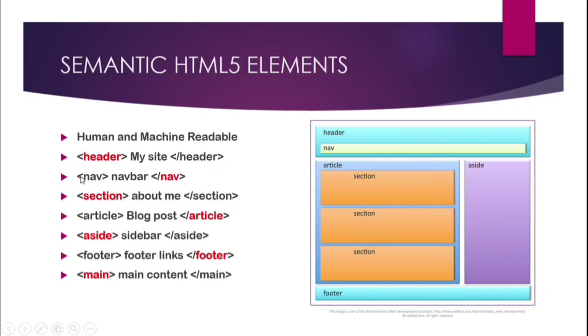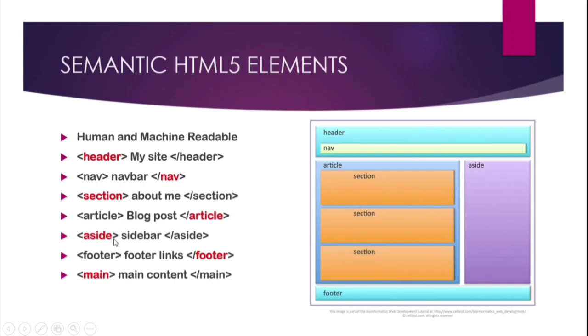Then we have the nav. Nav is the nav bar that we have at the top. Then we have the section. In the website we have each and every section, right? The about me section, then we have my education section, then we have my work section. That is done by using the section tag. Then we have article. Article is a blog post, or where you want to add two or more elements together, then you can use an article.